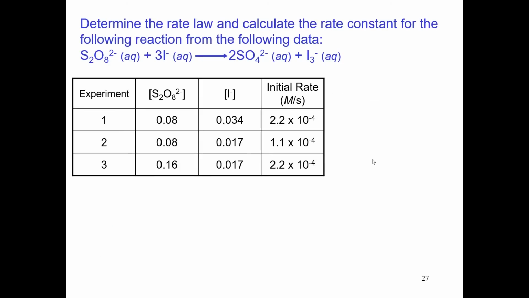Okay, I'm going to let you students work this one out. Here is again a set of data for the following reaction: S2O8, which has different names. Sometimes it's called the peroxydisulfate ion. I've seen other names for it. Reacting with iodide ions to produce a sulfate ion and I3 negative, which is actually called the triiodide ion.